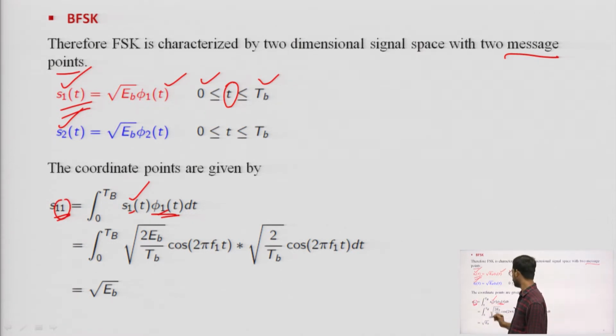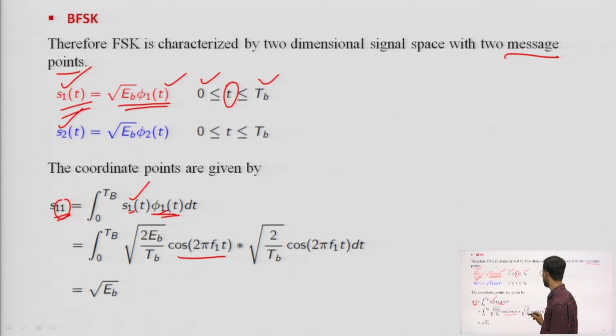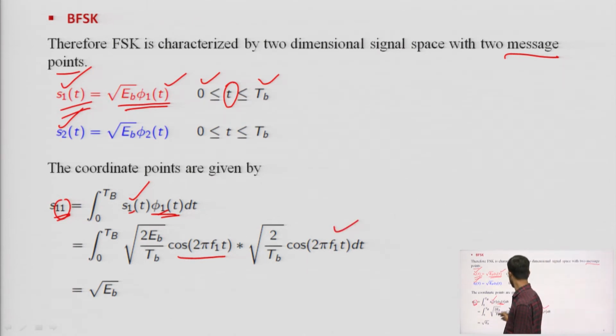So from 0 to TB, your S1(t) is root 2 EB by TB cos 2 pi F1t, multiplied by phi 1(t), which is root 2 by TB cos 2 pi F1t, dt. After multiplying this, I get the same result I already calculated in ASK, that is only root EB.